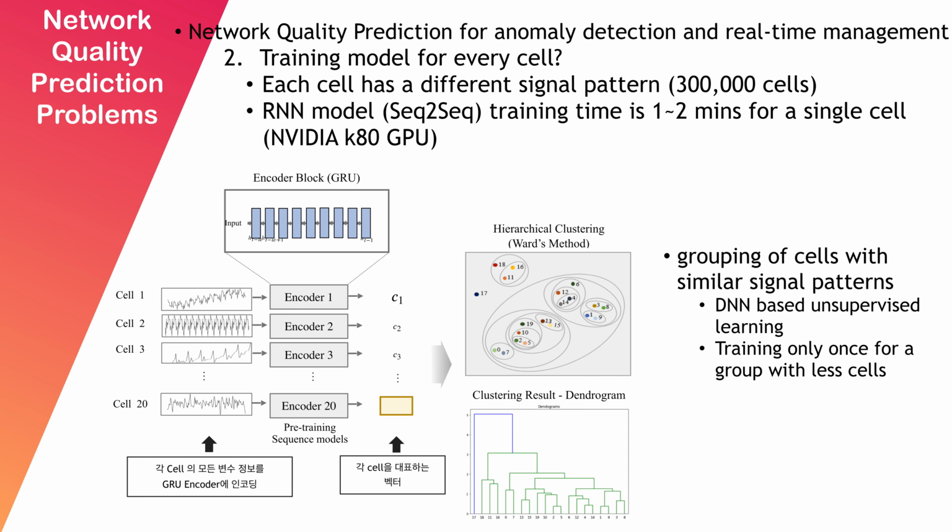Second, in order to reduce the training time, we try to make groups of cells with similar signal patterns by applying a DNN based on an unsupervised learning method, and then we train the model group by group, not cell by cell. We can share more details about the learning method and accuracy results with or without grouping in the Spark AI Summit.